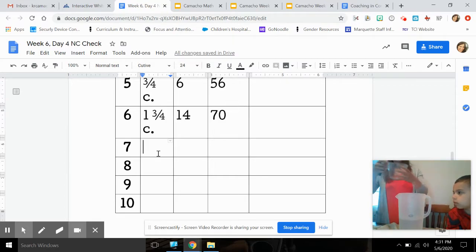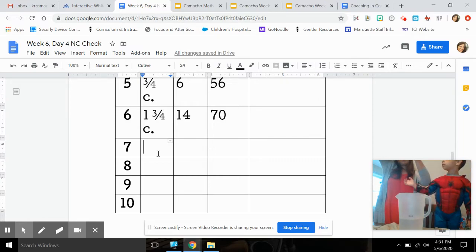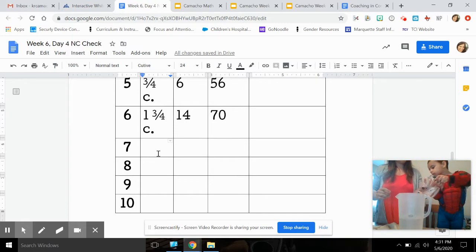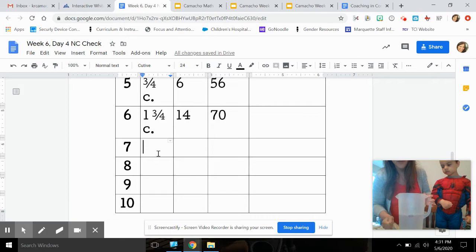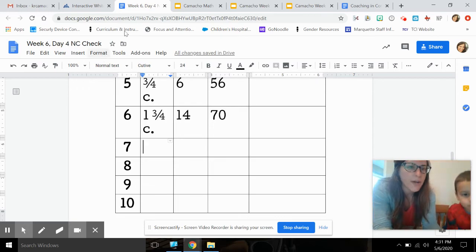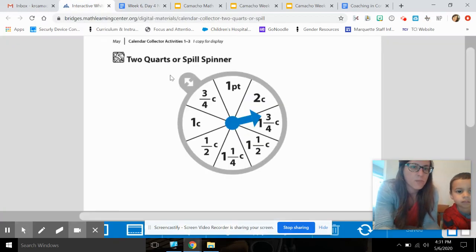All right, Wyatt, we're adding 1 3/4 cup. Passing the 1, go up to the 3/4. There you go. Oh, look at that. We met our mark. All right, so Wyatt, perfect timing. We're going to go ahead and spin for them 4 more times.